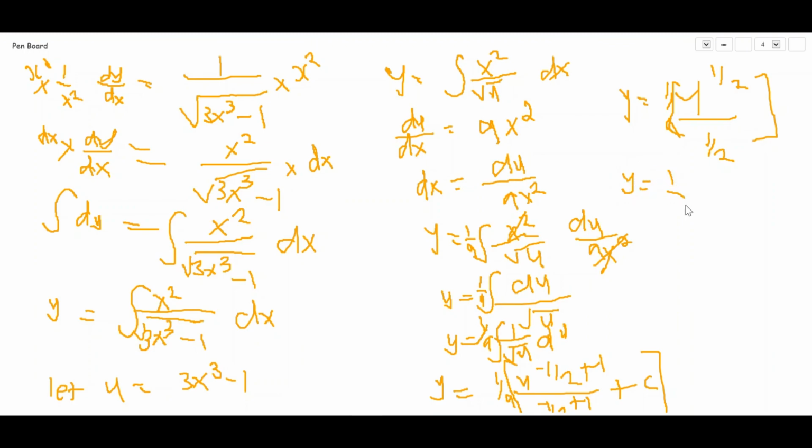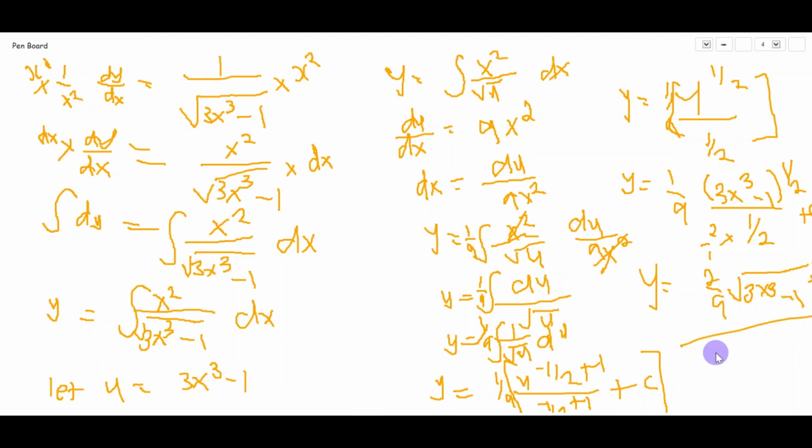So we're gonna say 1 over 9, then 3x cubed minus 1 to the power 1 over 2, then divided by 1 over 2, plus c. We can do whatever we want, and we will get the same answer. We can make this flip and go up there, so that it will be 2 over 9 root of 3x cubed minus 1 plus c. Don't forget plus c. Then that's how it will be. So we are done with direct integration.